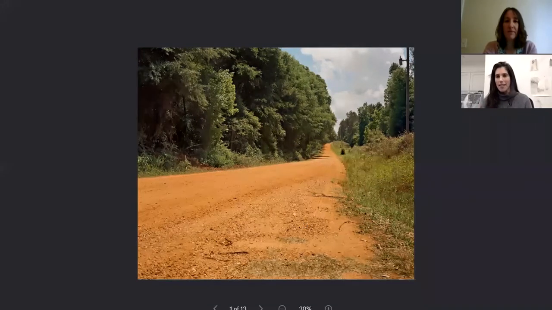But there was one instance where I felt unsafe, and that was when we had ventured into this area, I can't even describe it, that was clearly not an area that we were supposed to be in.